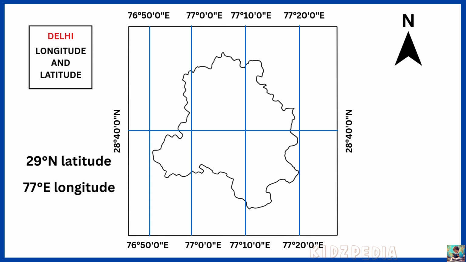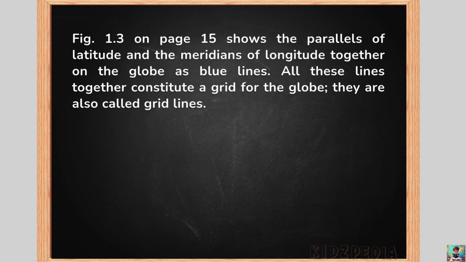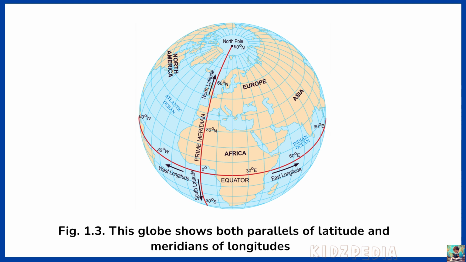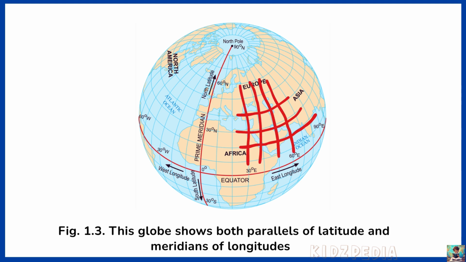Now, you can also use latitude and longitude to find places anywhere in the world, isn't it? Figure 1.3 on page 15 shows the parallels of latitude and the meridians of the longitude together on the globe as blue lines. All these lines together constitute a grid for the globe. They are also called grid lines. In figure 1.3 on page 15, you can see the parallels of latitude and the meridians of longitude drawn on the globe as blue lines. All these lines together make a grid around the globe and these lines are called grid lines.